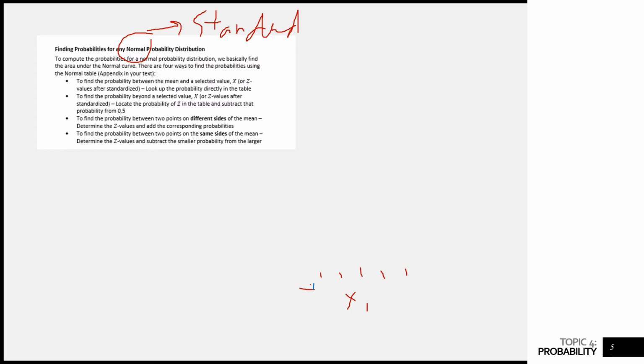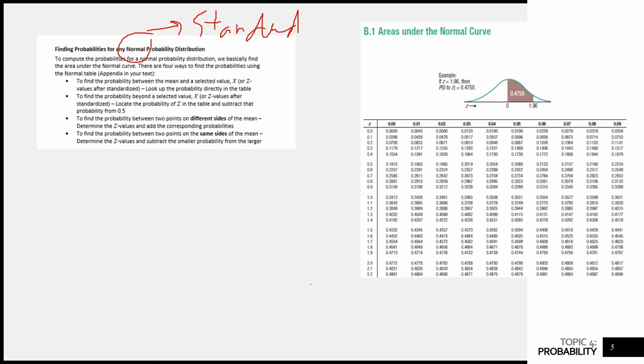Hold on a minute. It's taking a lot longer than I thought. Okay, all right, so here is your z table.